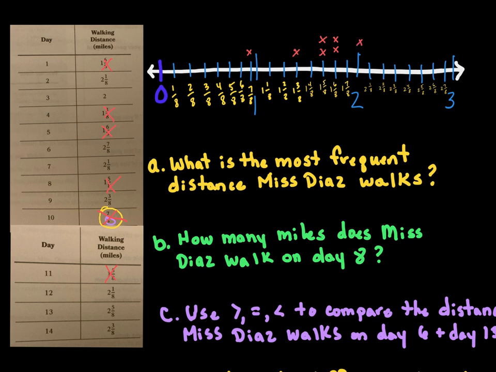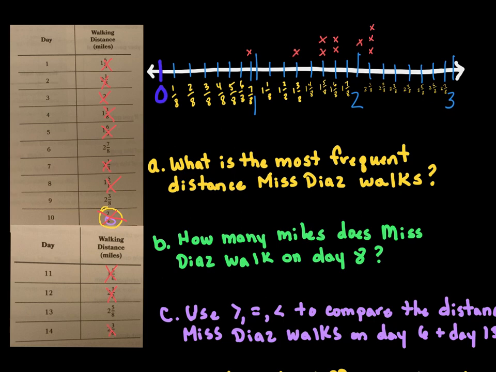So she's walked 2 miles. Then let's get rid of the 2. Now we're going 2 and 1/8. Yes, we do have 2 of those. Well, actually, no, we have 3. 1, 2, 3. We have 3 of 2 and 1/8. And then moving on, no 2 and 2/8. Nope. What about 2 and 3/8?